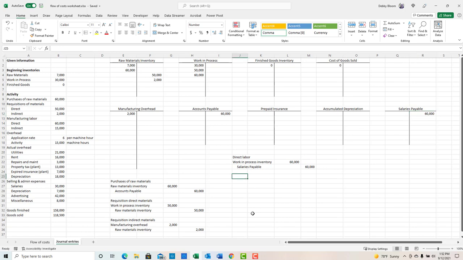The next thing that we're going to work on is the indirect labor. For the indirect labor, we're going to debit manufacturing overhead for the amount of the indirect labor, which is 15,000. And we're going to credit the same salaries payable because they are salaries.